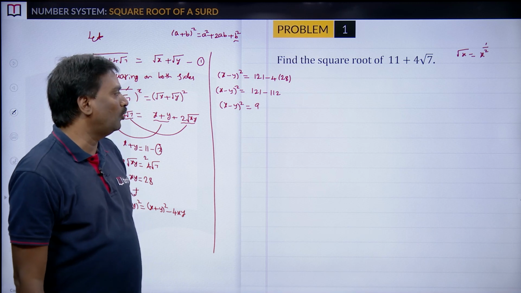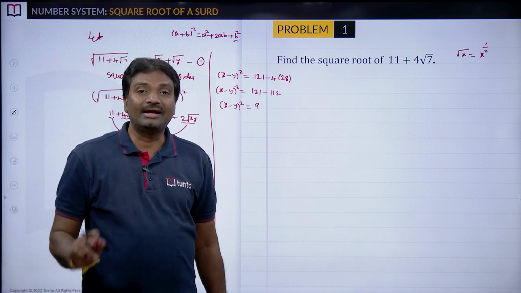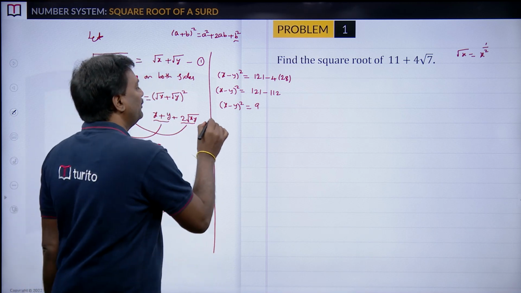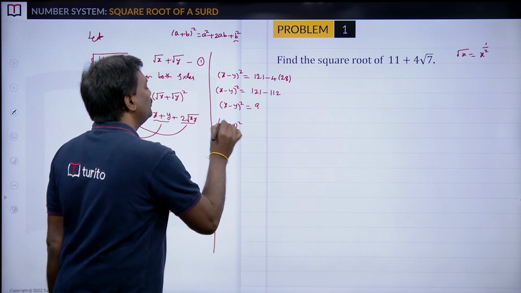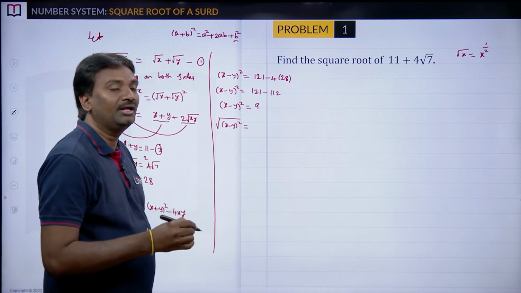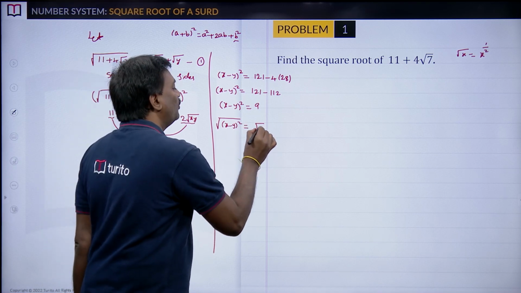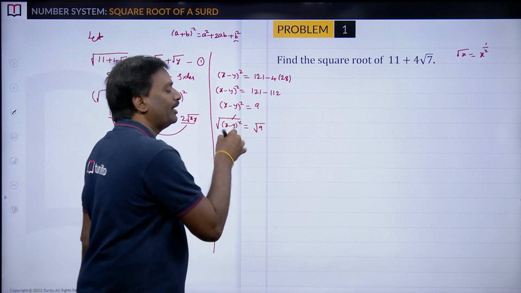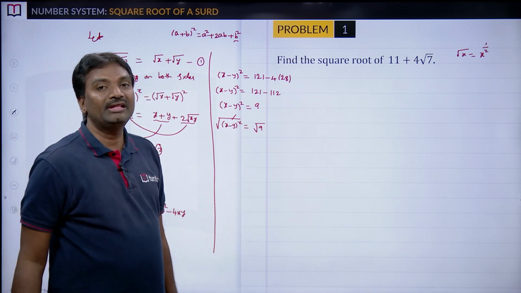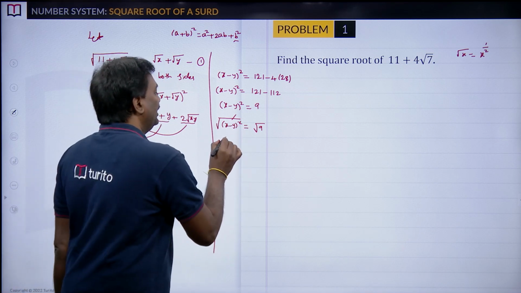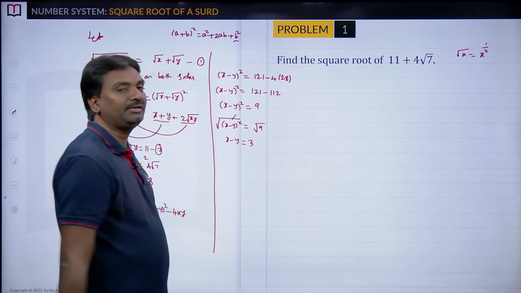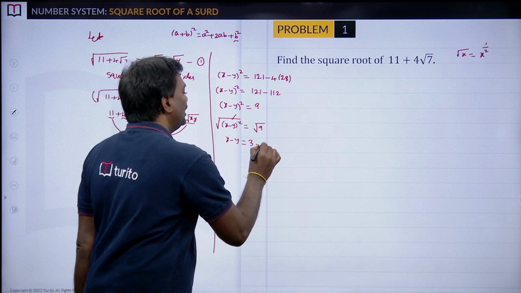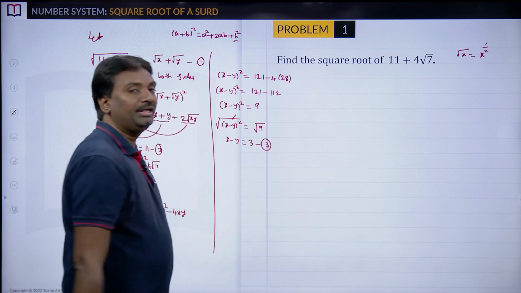LHS is x minus y whole square, RHS is 9. By taking square root on both sides, you will get square root of x minus y whole square equal to root 9. Square root and square cancel. Why? Square root is nothing but power 1 by 2. Here we have x minus y equal to root 9 equal to 3. Let us suppose that this is equation 3.